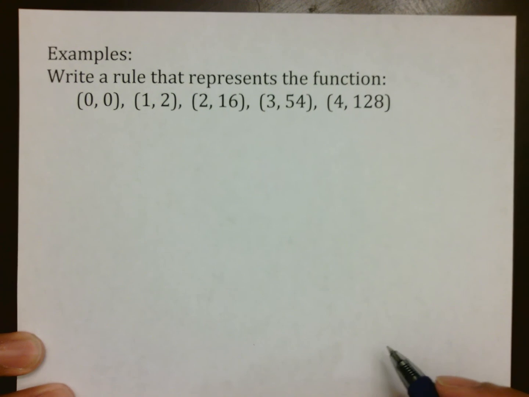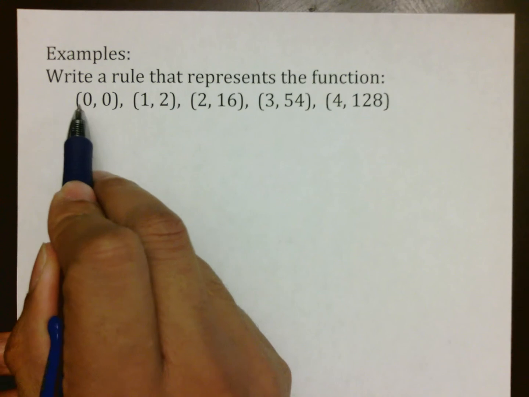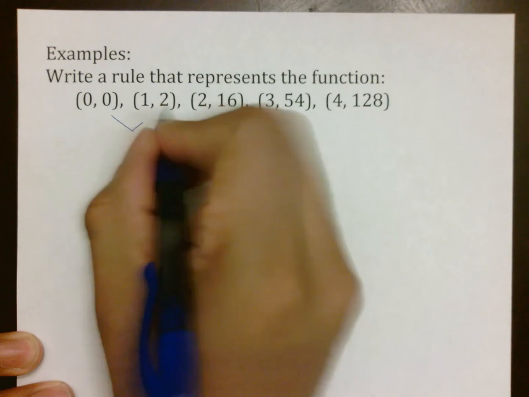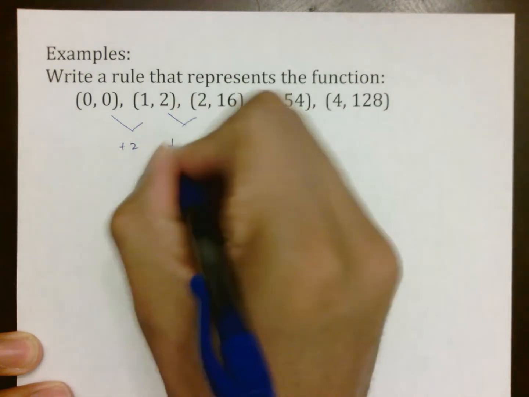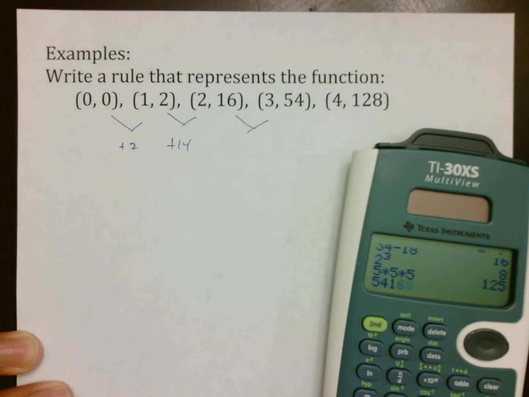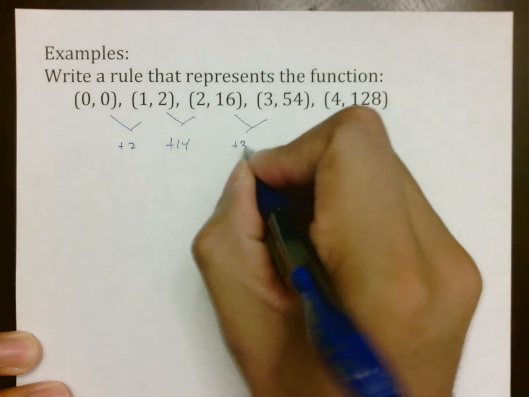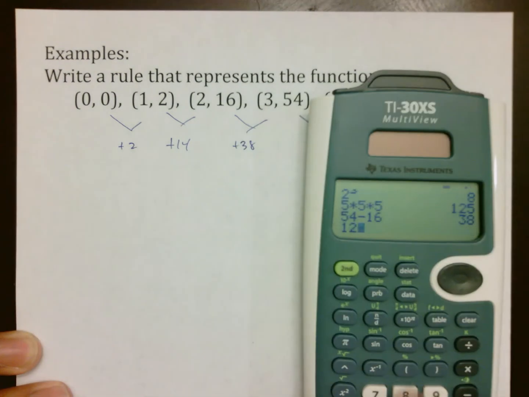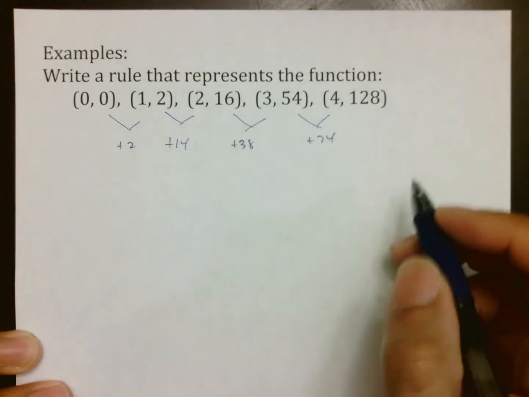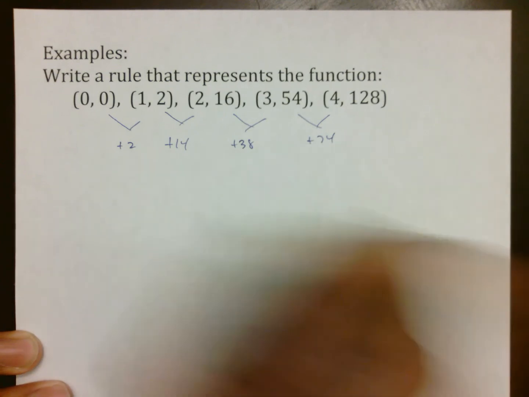0, 0, 1, 2, 2, 16, 3, 54, 4, 128. Again, the first thing we need to do is check to make sure our x's aren't doing anything crazy, which they're not. 0, 1, 2, 3, 4 means they move by 1. That is up 2. That is up 14. That is up 38. This is up 74, and of course that means it's nonlinear, because once it doesn't match here, that would be the m that I would use in my formula, but of course they're all different, so we can't do that.